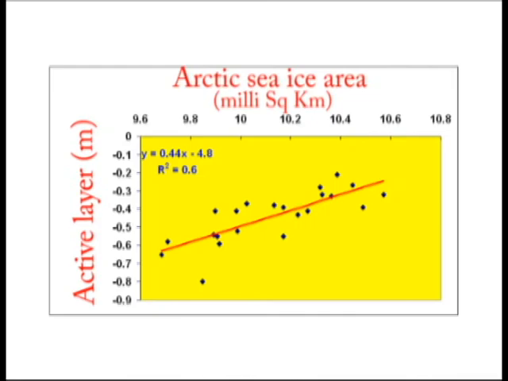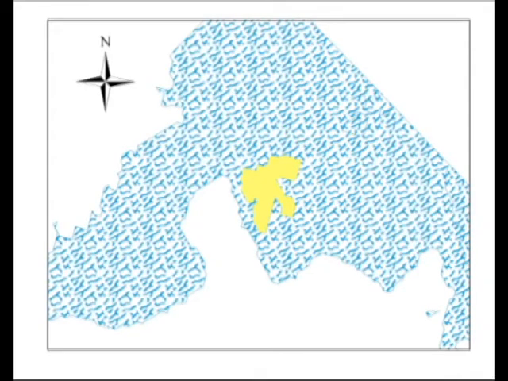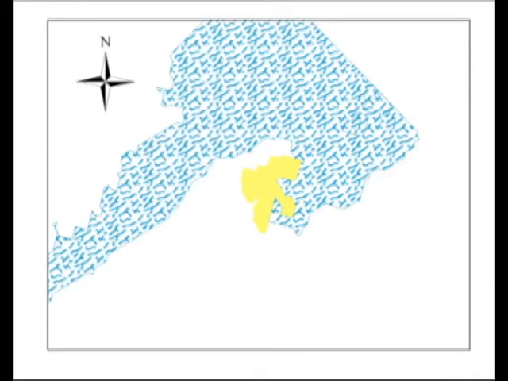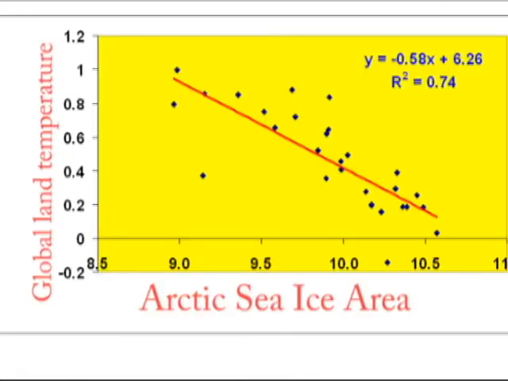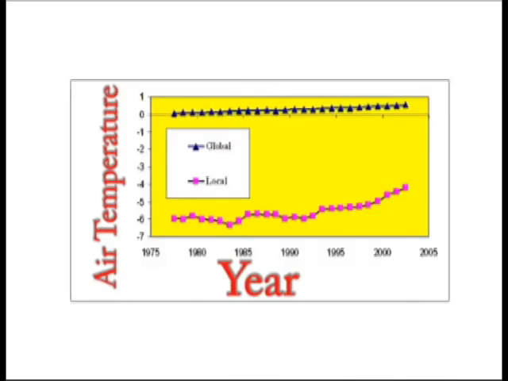Now we want to prove it. We want to prove that there is a relation between Arctic sea ice reduction and active layer thickness increases. There is an inverse correlation between Arctic sea ice area and global air temperature. The less Arctic sea ice results in higher air temperature. It is obvious that Spitsbergen is a part of the global system. The higher the global air temperature, the more local degree day thaw.